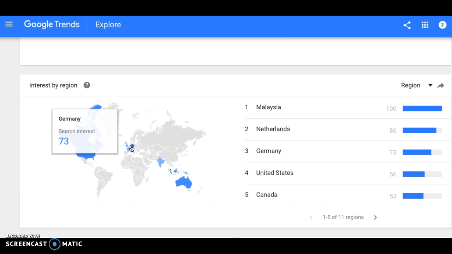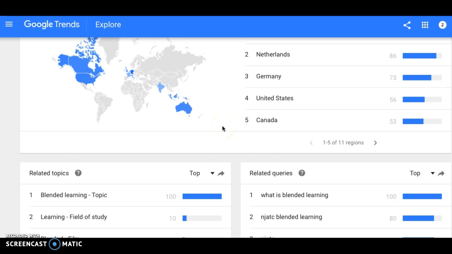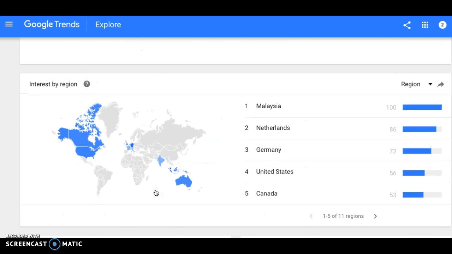So if I were doing research into blended learning, this might alert me to a trend, again, of something that maybe I'd want to check out as to why is blended learning much more of a search topic in Germany perhaps than it is in the United States. You'll see rankings also by region, once again, overall rankings. And then you'll see related topics and queries below.